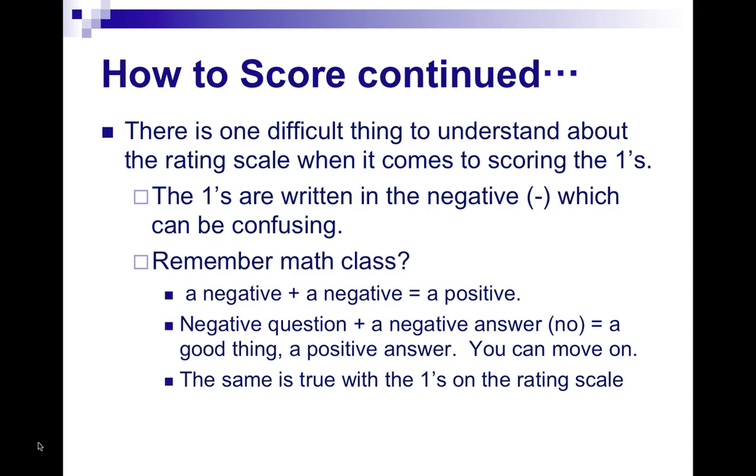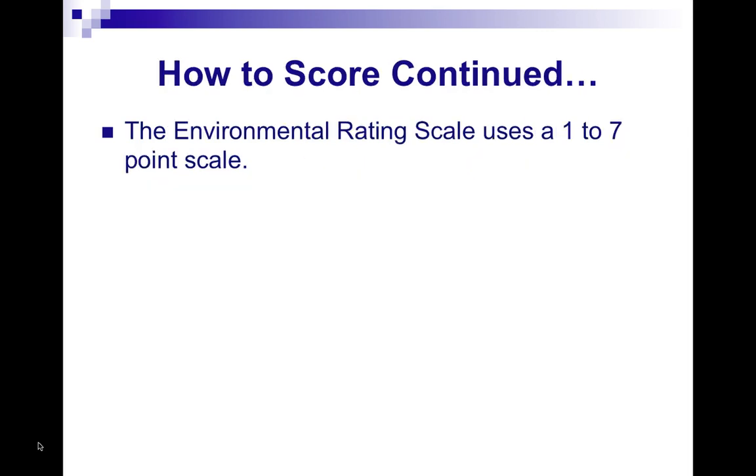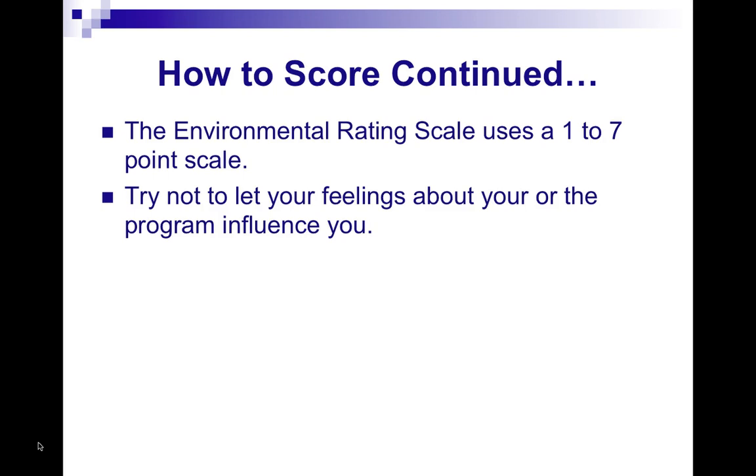That's the same thing with the rating scale. So you actually want to have no's marked in your 1s and then yeses marked in your 3s, your 5s, and your 7s. Again, this should all just be review for you, but for some of you it has maybe been a while since you've completed the rating scale class. The environmental rating scale, of course, uses that 1 to 7 point scale.